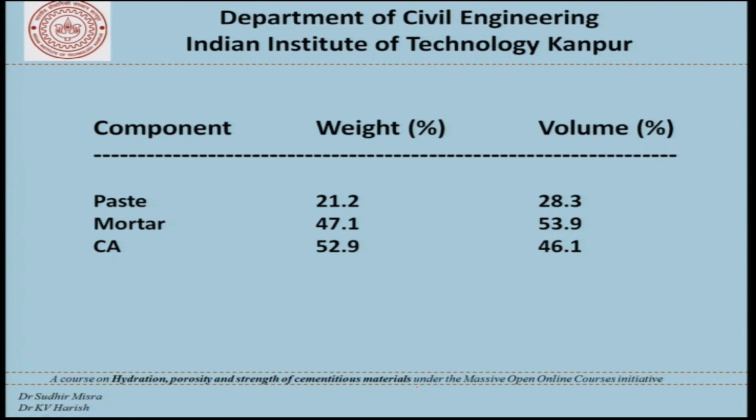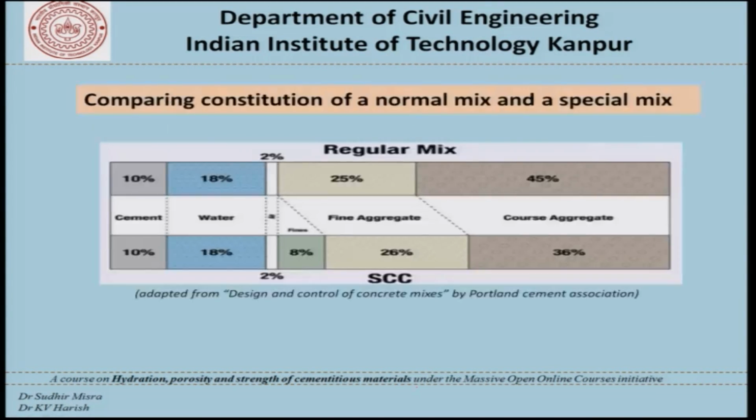Mortar similarly, which is paste plus the sand, will be 47.1% by weight and 53.9% by volume. The coarse aggregate will be about 52.9% by weight and 46% by volume. Now, comparing these volumes with the volumes of water, cement, sand and coarse aggregate in regular mixes, we find that the volumes are very close to those which are normally used. Normally it is about 45% and we are using about 46%.